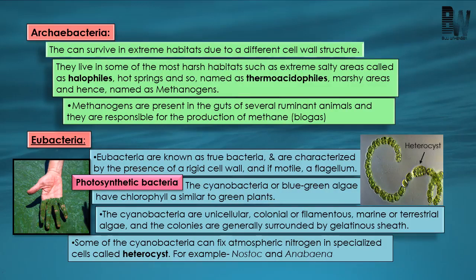And another important point is that some BGA like Nostoc and Anabaena, they can fix atmospheric nitrogen. This is because they possess a special cell known as heterocyst, and in this heterocyst an enzyme is present known as nitrogenase, and this nitrogenase enzyme is responsible for the fixation of atmospheric nitrogen. Okay, so this is about photosynthetic bacteria.